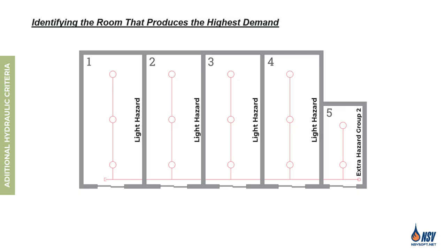To determine the system demand, we shouldn't simply choose the room with the most sprinklers or the one farthest from the water supply. As shown in this example, room 5, with only 2 sprinklers, can still produce a higher system demand, even though it is closer to the water supply and has fewer sprinklers.